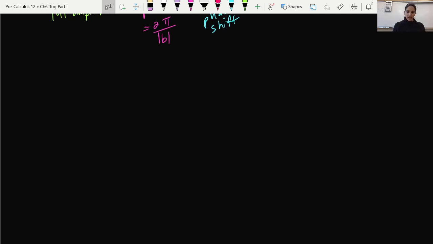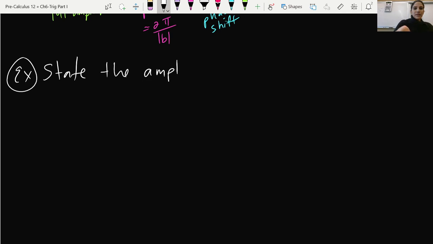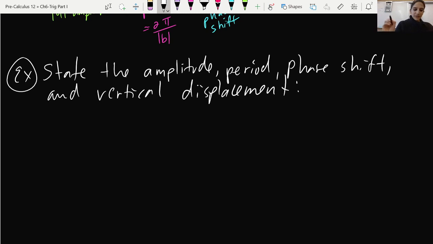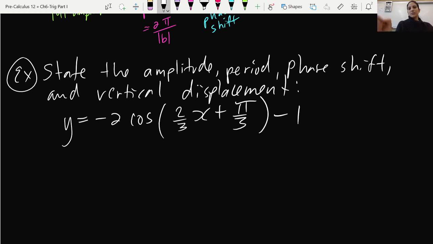Okay, so let's take a look at an example. State the amplitude, period, phase shift, and vertical displacement of the following. You have y equals negative 2 cos 2 over 3x plus pi over 3 minus 1.